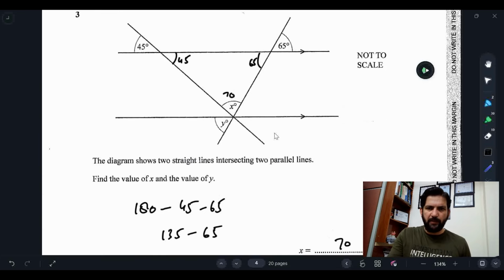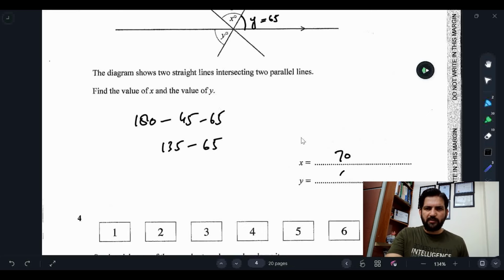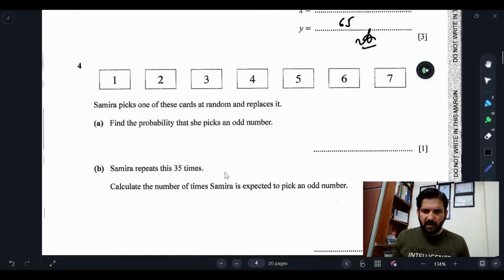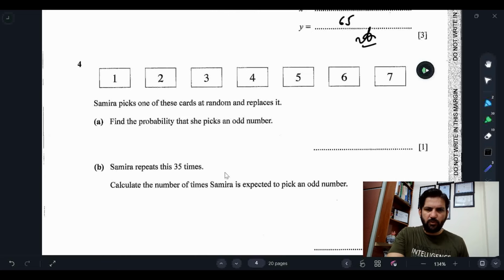Now what about y? If this is 70, we can easily find this angle will be y. Now we can easily find the angle y. Angle y will be equal to 65 because it is making a Z with this angle. So the angle y will be 65 degrees. Let's move to question number 4.